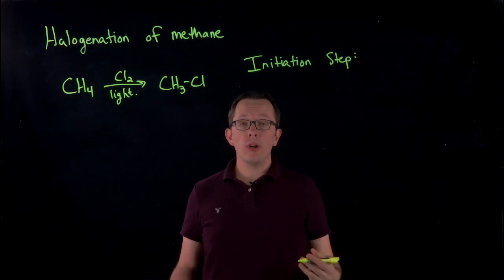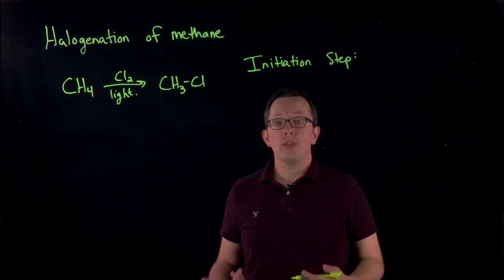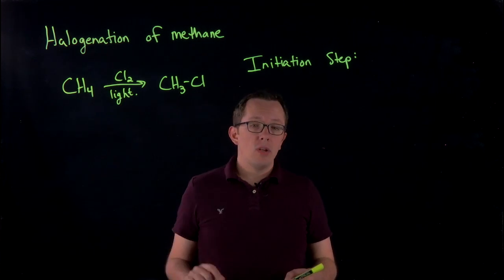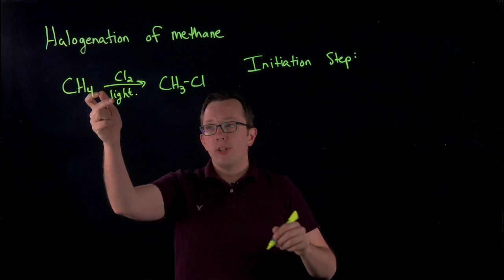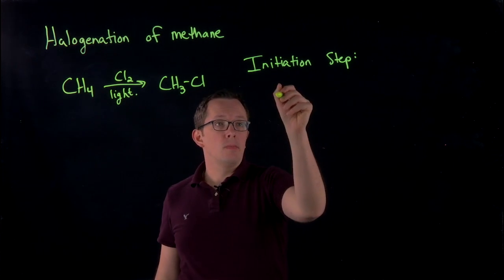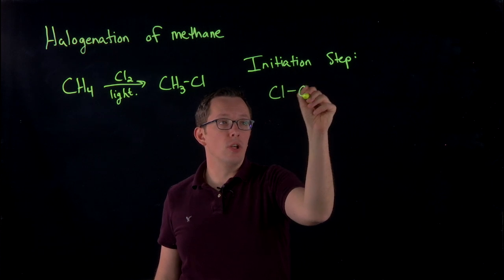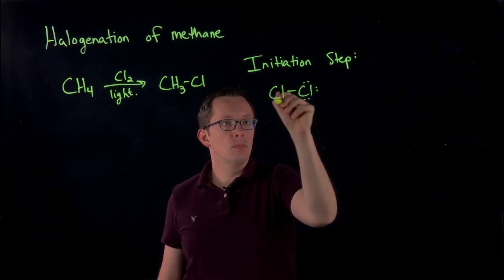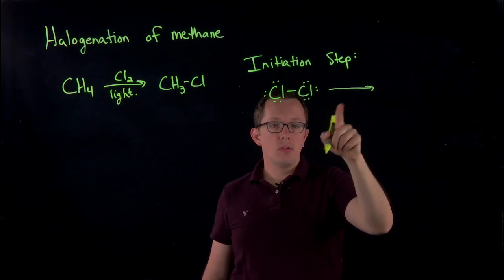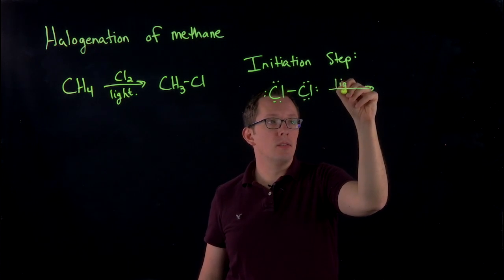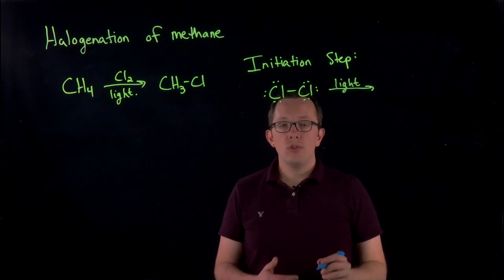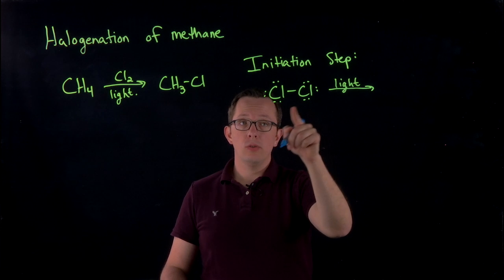Right, so we have to generate radicals in order for this reaction to occur. Right? So methane, chlorine, we don't have any radicals, but we do have light, and that's going to activate one of these bonds, and we're going to break that homolytically. So first, we're going to start with chlorine. Right? And our activating energy will be light.